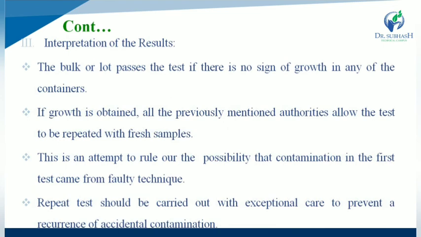Next one is interpretation of result. For interpretation of result, the bulk or lot passes the test if there is no sign of growth in any of the containers. Next, if growth is obtained, all the previously mentioned authorities allow the test to be repeated with a fresh sample. So if no growth is present, the bulk or lot passes. If growth is observed, the authorities allow the test to be repeated with a fresh sample.